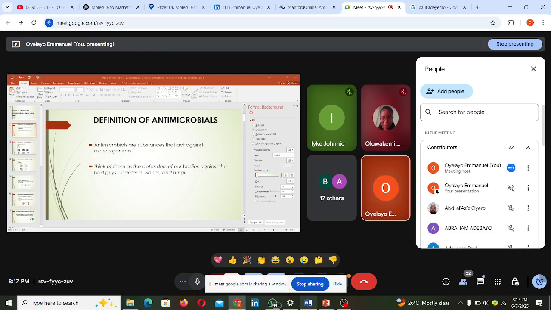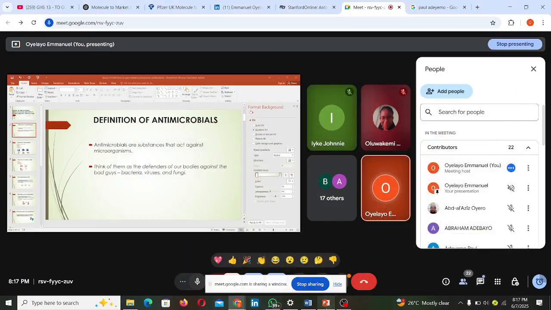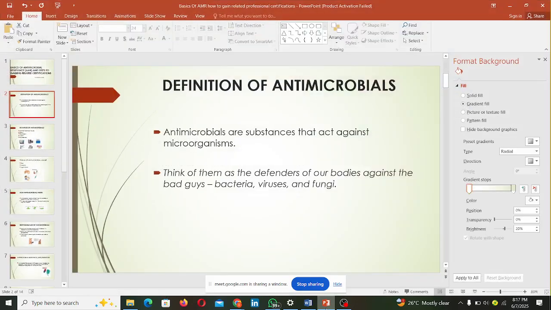All right, so we have to break it into two. We have antimicrobial, and then we have resistance. Antimicrobial, we have to first define that. What exactly are antimicrobials? Antimicrobials are substances that act against microorganisms. When we say substances, we mean medicines that we can use against microorganisms. And when we are talking about microorganisms, we are talking about organisms such as bacteria, viruses, fungi.